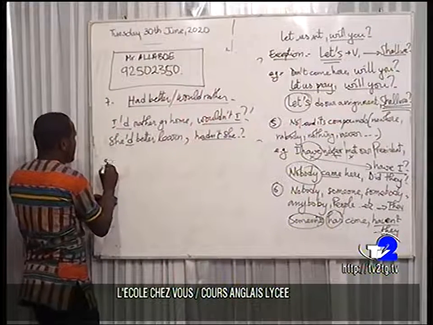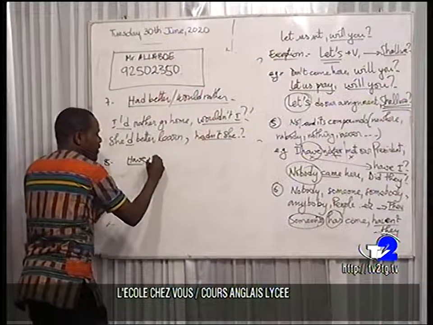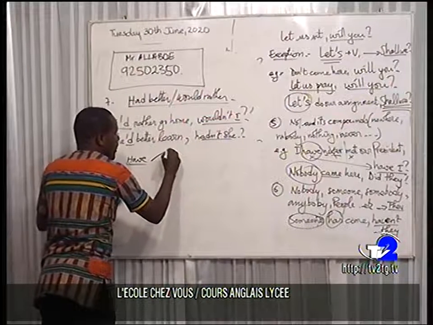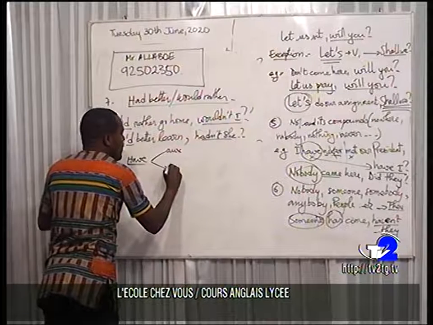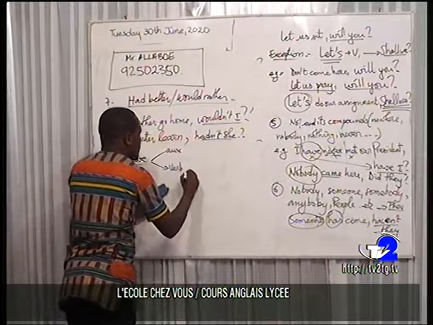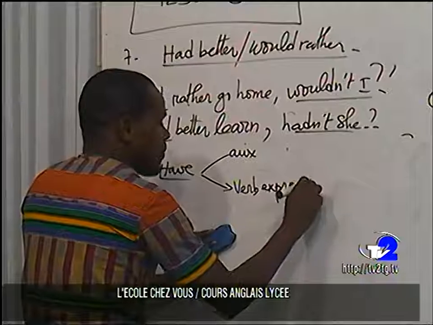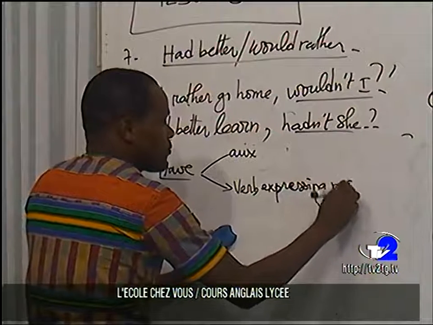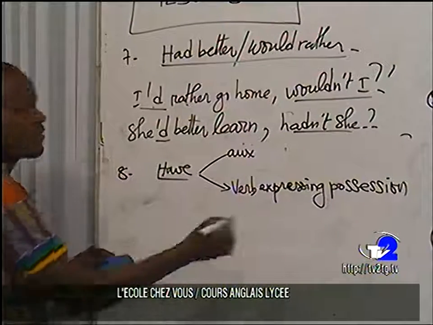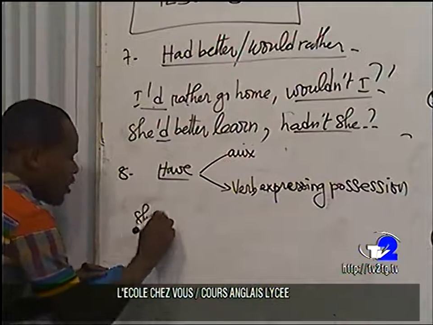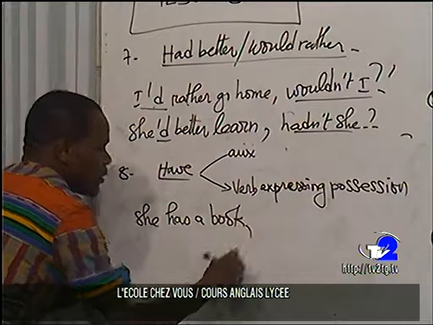Quickly with number 8. Question tag with have. When have is used as what? As an auxiliary verb, or as a verb expressing possession. In that case, we use have in the question tag. Example: she has a book.